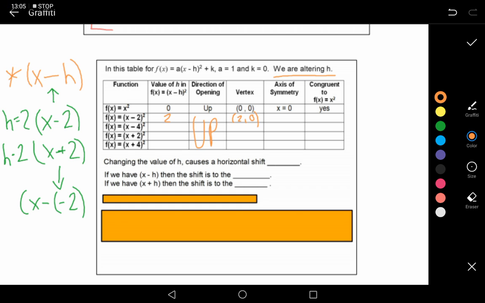If our vertex is at 2, 0, our axis of symmetry is also going to change. Instead of x equals 0, for this one, x is actually going to equal 2. And I will draw this in a little graph in a second. And again, the a value here is not changing. Our slope is not changing. So these are all going to be congruent.